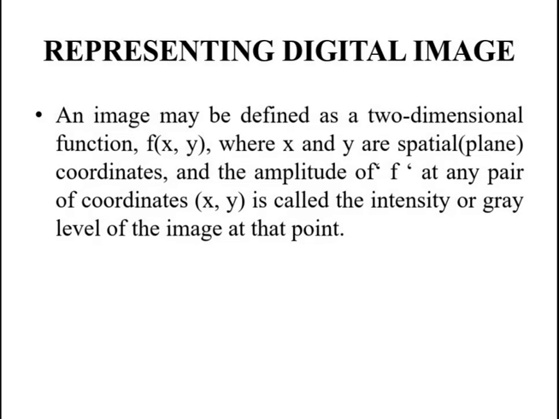Then our next topic is representing the digital image. How can the digital image be represented? First we have to know what a digital image is. An image may be defined as a two-dimensional function, that is f of x y, where x and y are the spatial plane coordinates, and the amplitude of f at any pair of coordinates x y is called the intensity or gray level of an image.